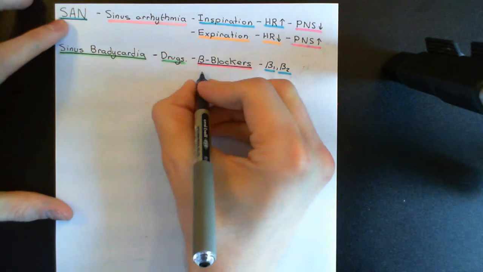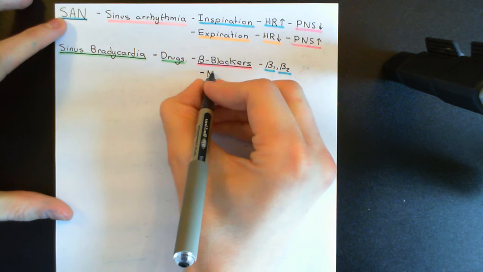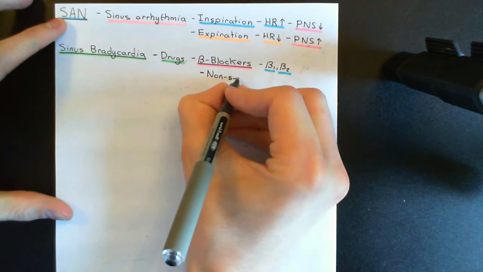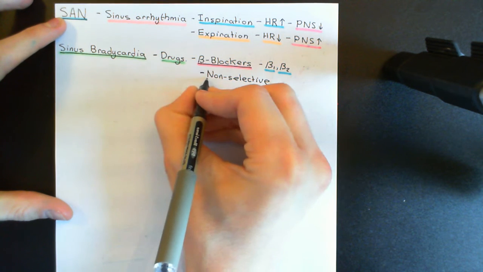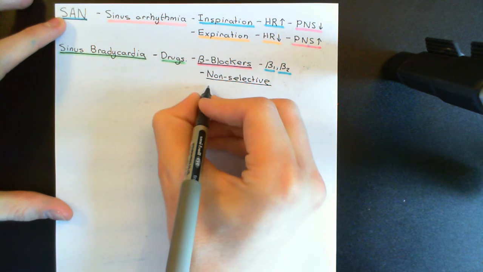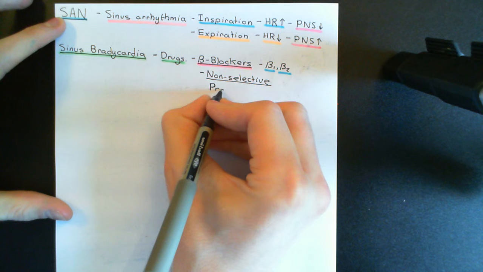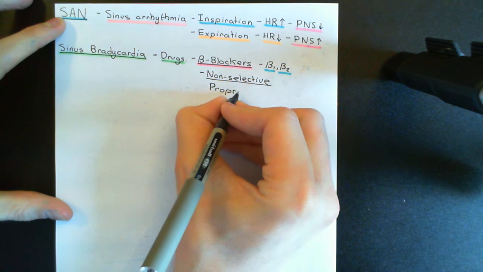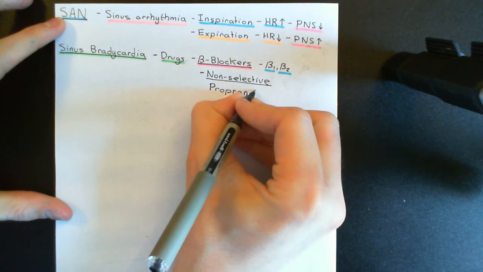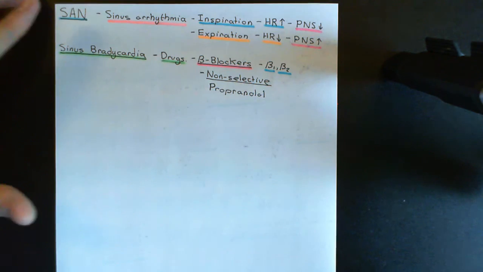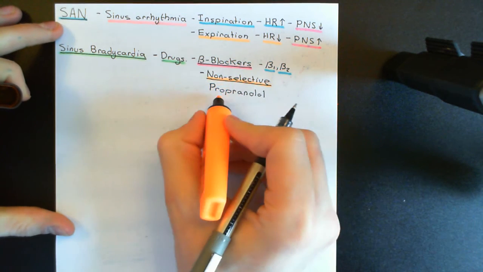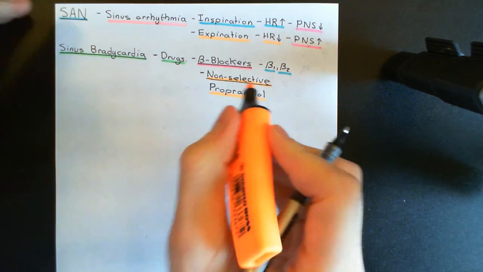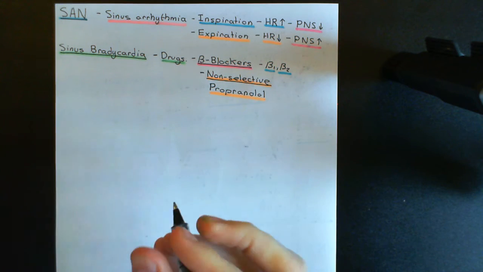Okay, so beta blockers come in two flavours. There are the non-selective beta blockers, which block both beta 1 and beta 2 receptors, so they are competitive antagonists for both of them, and the absolutely prototypical example of a non-selective beta blocker is propranolol. Okay, a very famous drug. Then there are the selective beta blockers, and these are generally selective for beta 1 receptors.